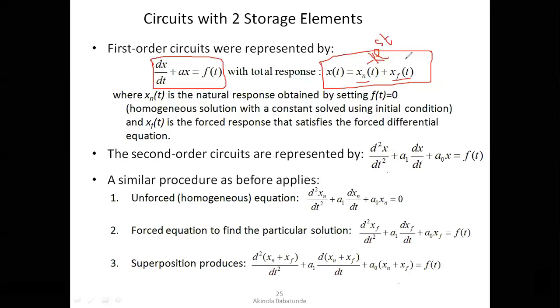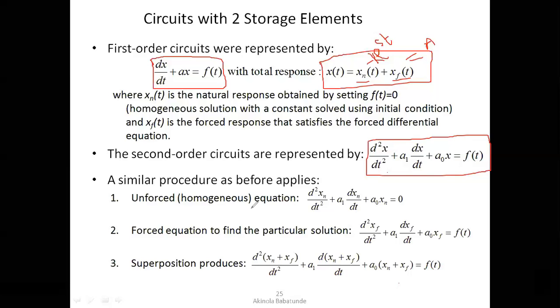And then if you also remember, we usually say let the first term be equal to an arbitrary constant A if the first term is a constant. This is what we used to do to find the natural response and the forced response, and then whatever we obtain, we add them together and so on. All right, this is what we did with the first order circuits. Then the second order circuits are represented by this kind of function. Like I told you, we'll be dealing with a quadratic function. So you can see the second order term, the first order or linear term, and then the constant term. A similar procedure as before is applicable here.